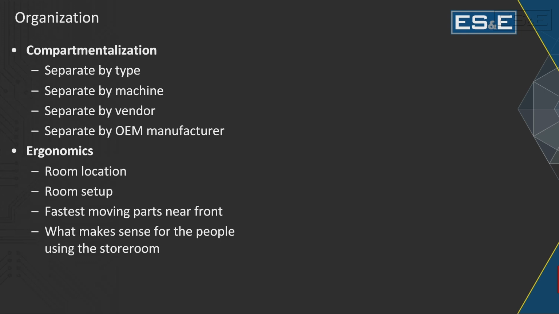Ergonomics can work from room to room. So room location, the room setup. Some people like their fastest moving parts closest to the door. But again, it comes down to what makes sense for you guys. Those are the base mental processes of organization and how to go forward with it.